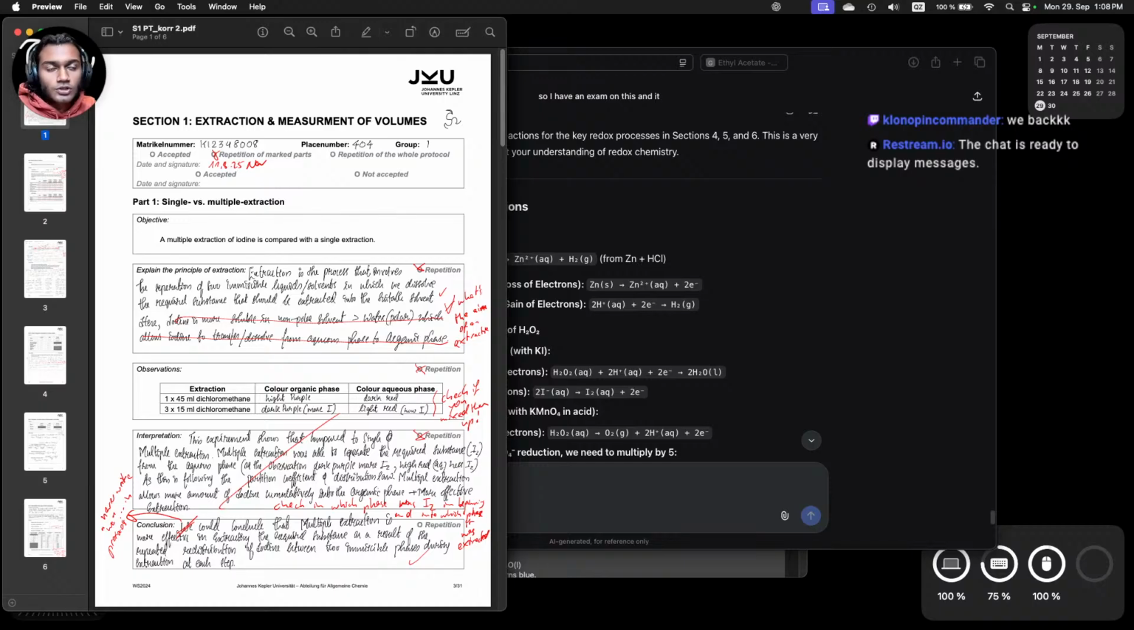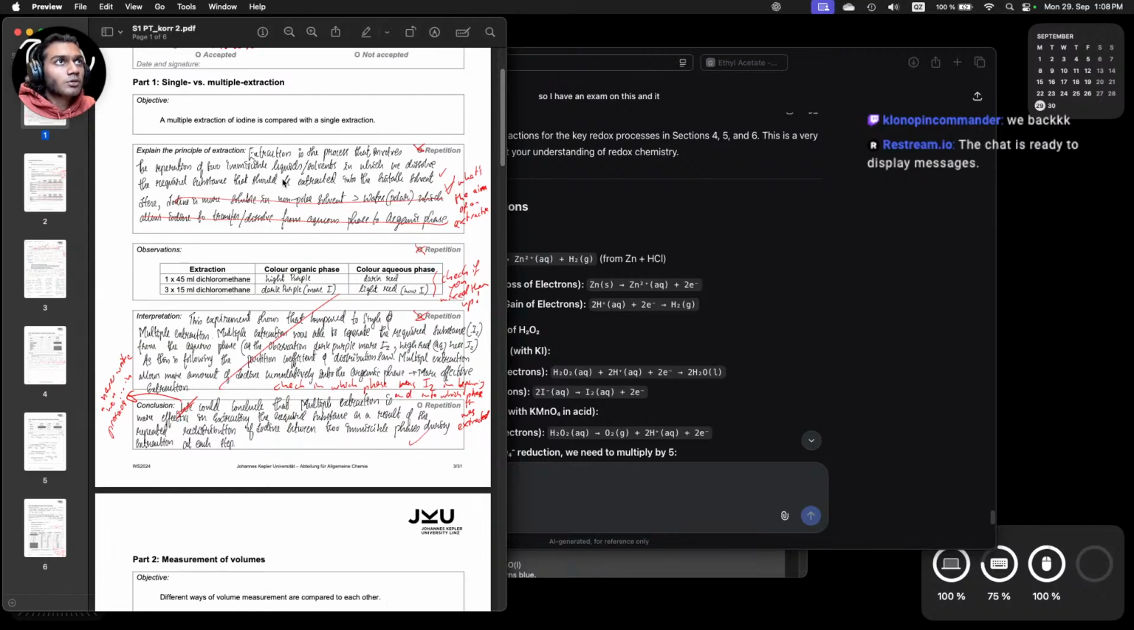Principle of extraction. Explain the principle of extraction. Extraction is the process that involves separation of two immiscible liquids or solvents, in which we dissolve the required substance that should be extracted into a suitable solvent.